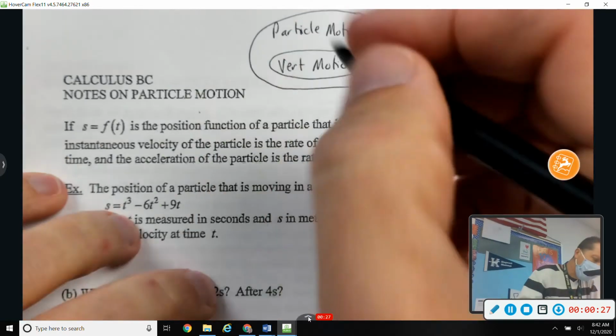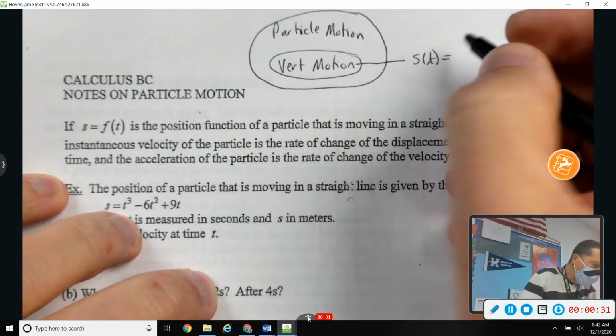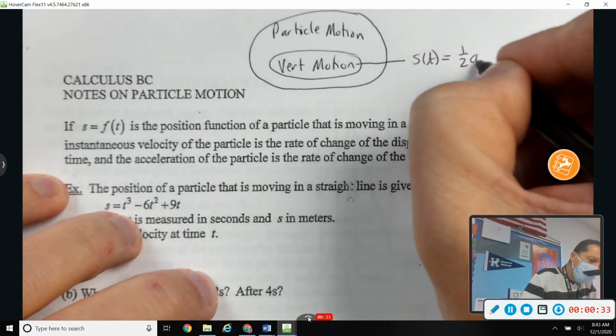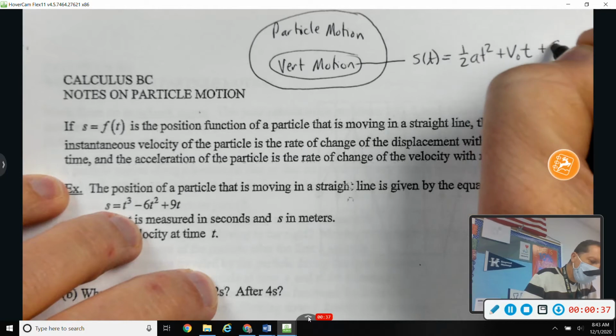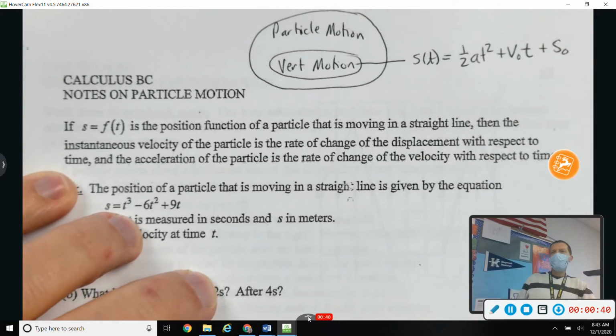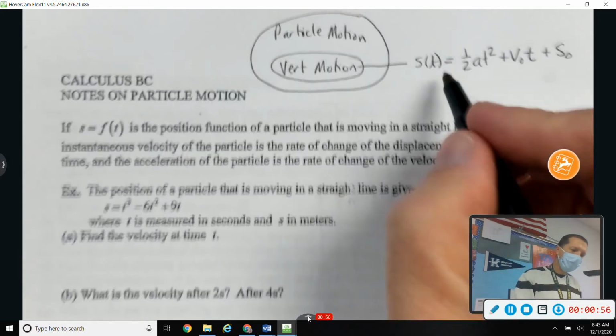The big difference is that with vertical motion, s of t is always 1/2 at squared plus v0t plus s0. I've written that a whole bunch of times, but that's okay. It gets in your brain the more you use your hand to write it. That's for an object that's only under the influence of gravity. That's why that matches with all the physics stuff, 'cause that's a physics thing.